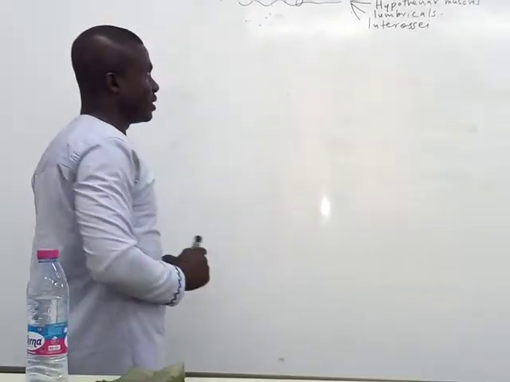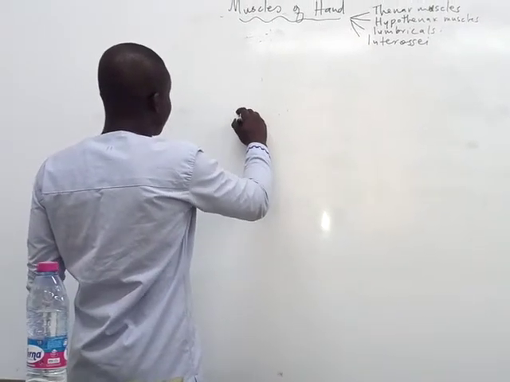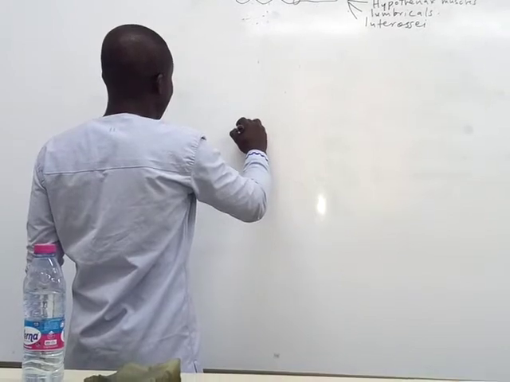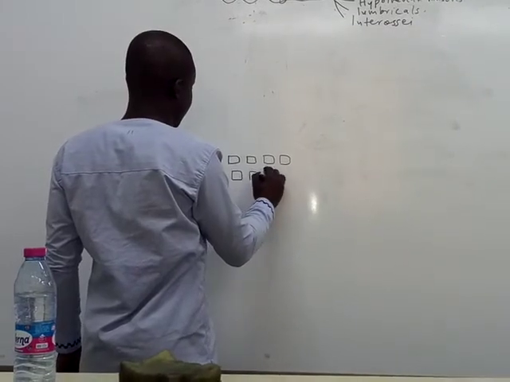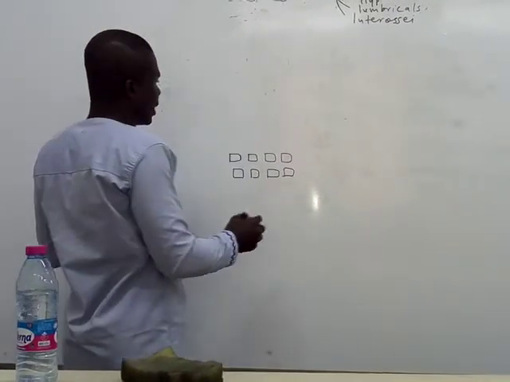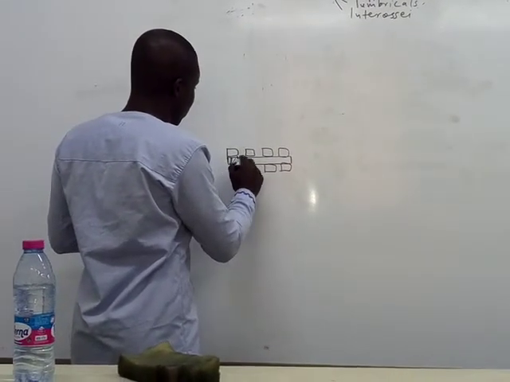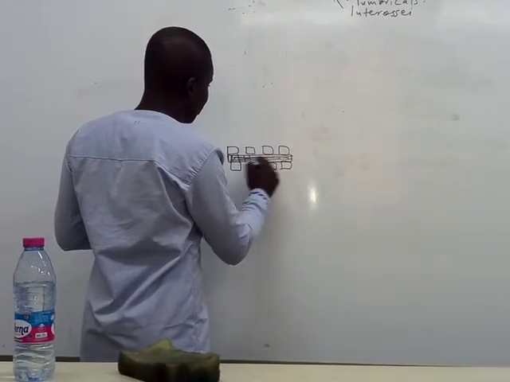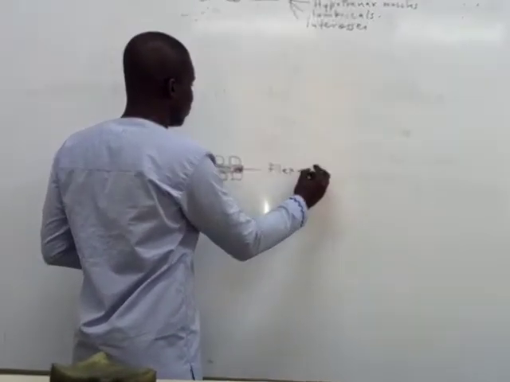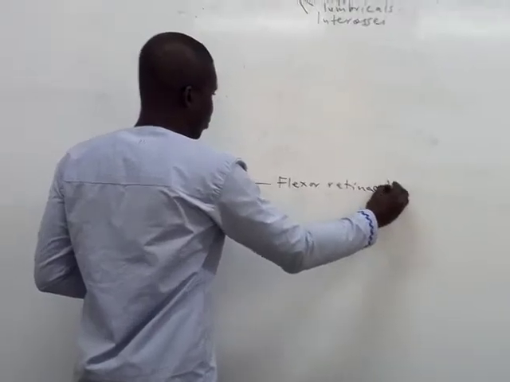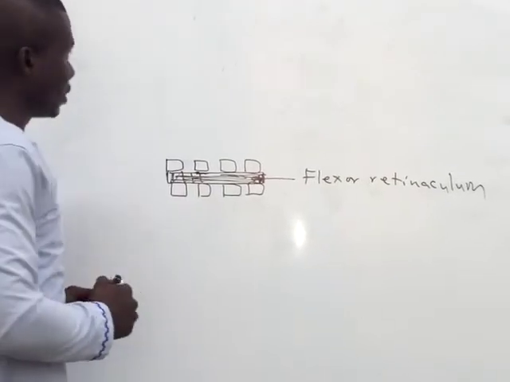Now, let's start with the thenar muscles. Generally we can give a sketch to that effect. Zoom in. These are the carpal bones. Now, what happens is that the carpal bones, their features are able to provide attachment to this flexor retinaculum. Flexor retinaculum, from adjoining structures of the carpal bones.